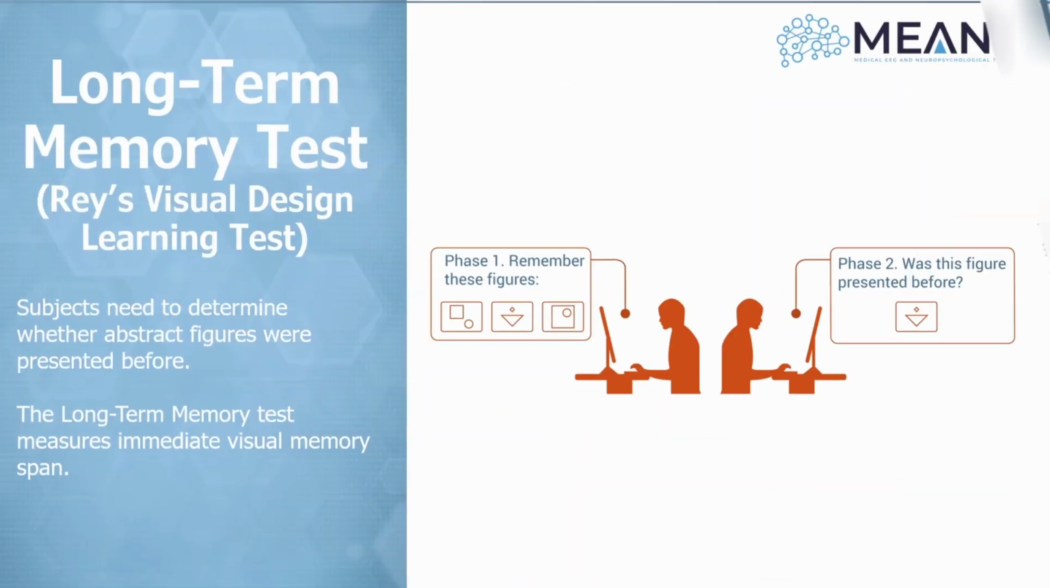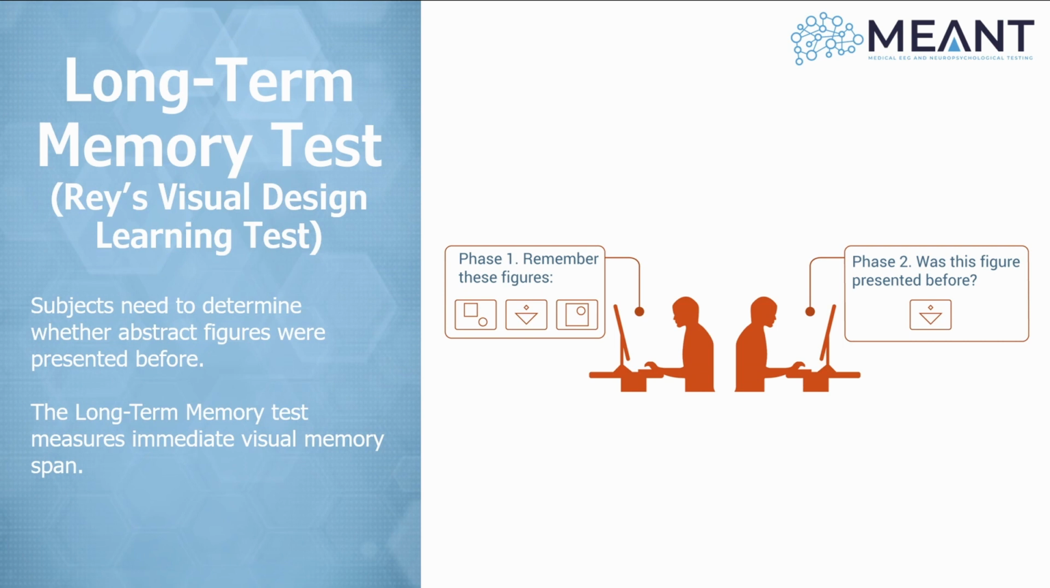The next test we will address measures long-term memory, or immediate visual memory span to be precise. This test is based on the RAISE Visual Design Learning Test and consists of 2 parts. In Part 1, 15 abstract figures are sequentially presented on the screen, and the subject is instructed to try to remember these figures because they will be tested on them later on in Part 2 of the experiment.